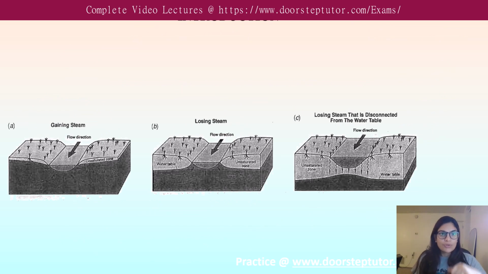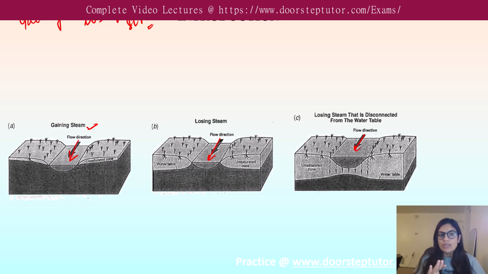So first we are going to talk about gaining and losing streams. As you can see, I have some figures on this slide where you can see arrows, correct? So this is the flow direction. In all the cases, what you can see is the flow direction is in the downward direction. All right, now this is the example of a gaining stream.